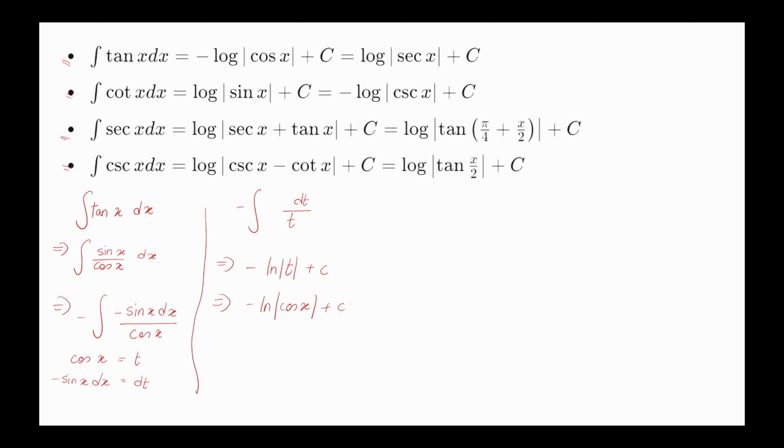Now cos x, I can replace by sec x. I can write my cos x as 1 by sec x. So I would have sec x to the power minus 1. And of course, in logarithm, we can take the power of minus 1 outside the logarithm. So it can be written in that way. So again, all these formulas, you can prove them by yourselves. This was just to show you the proof so that if, during the examination, you forget the value of integration of tan x, cot x, sec x, and cosec x, you can simply calculate it by using this type of method.